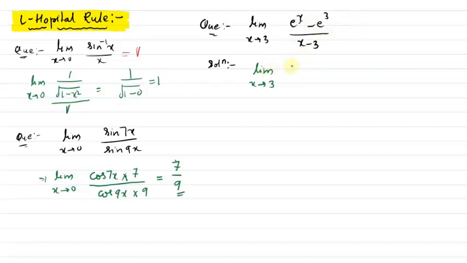Again apply the LH rule. So differentiation of the numerator, differentiation of e raised to power x minus e raised to power 3. Differentiation of e raised to power x will come out as e raised to power x itself, minus e raised to power 3 is a constant, so its differentiation will become 0.